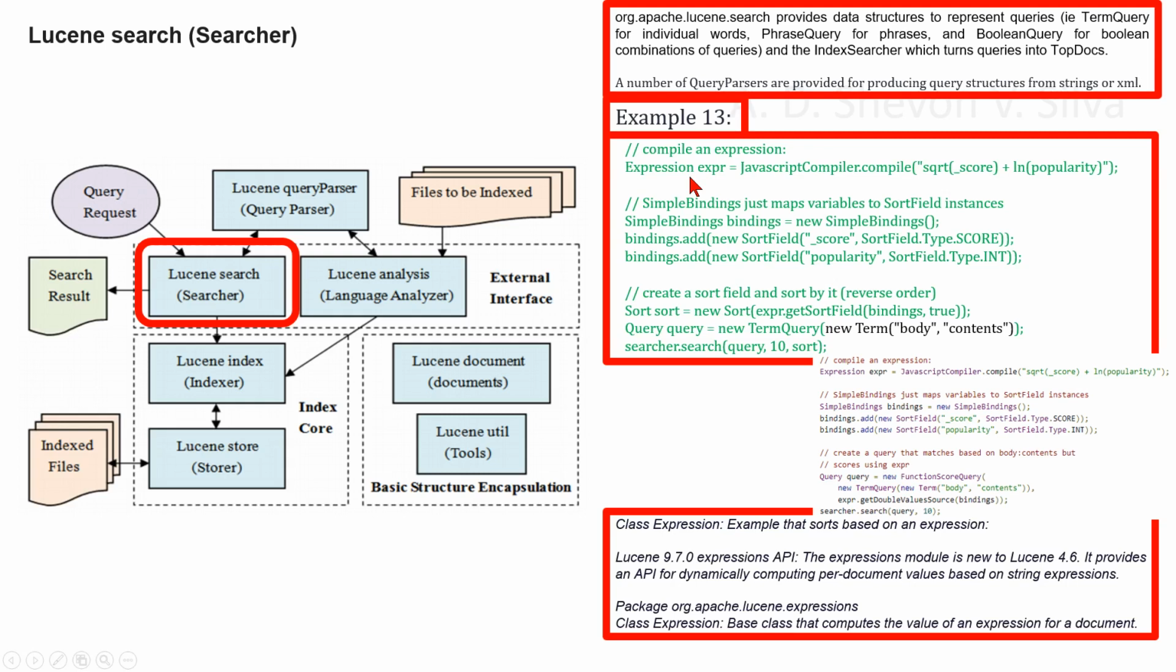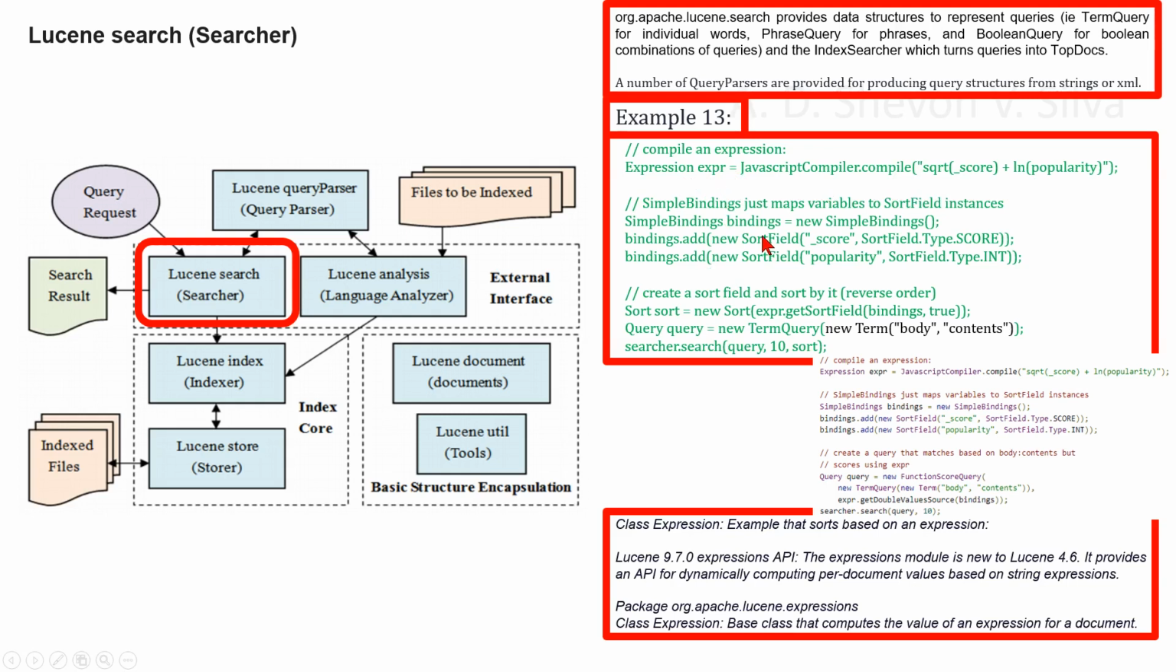Example that shows sort based on an expression. Here is the example that modifies the scores produced by the query. Here we compile an expression.